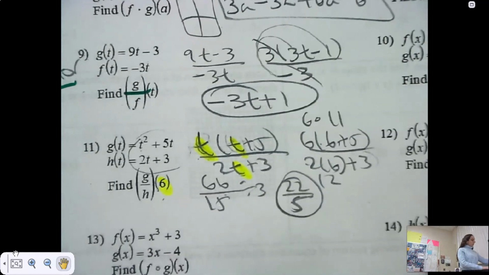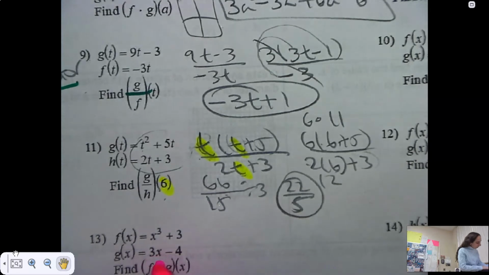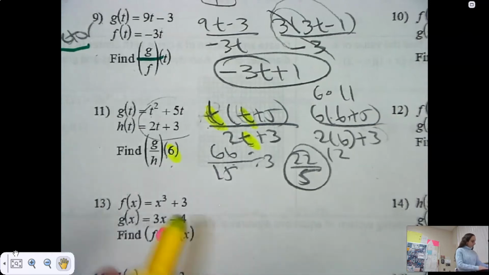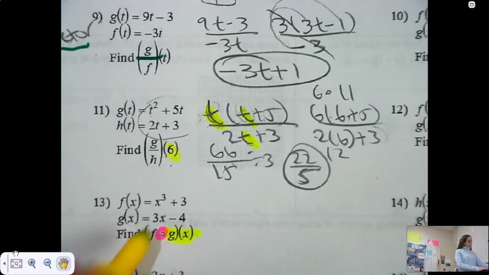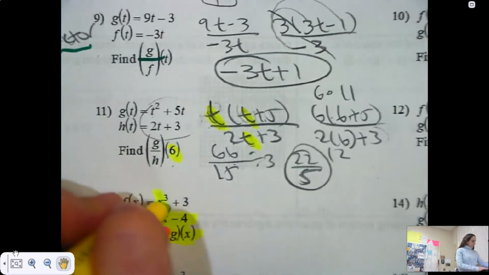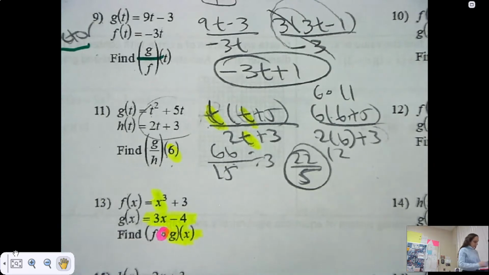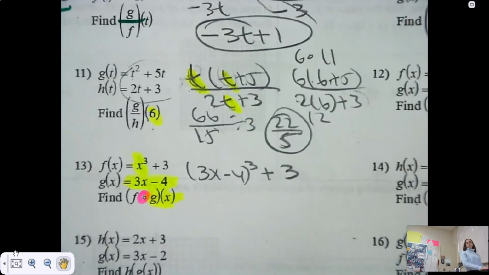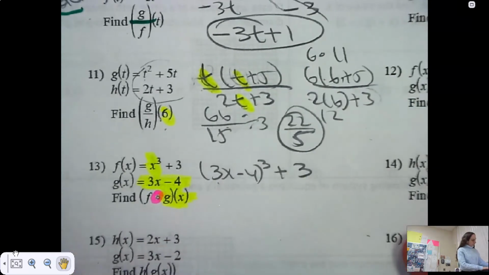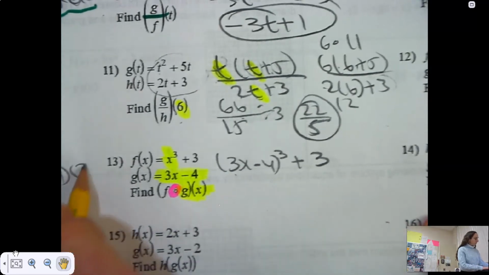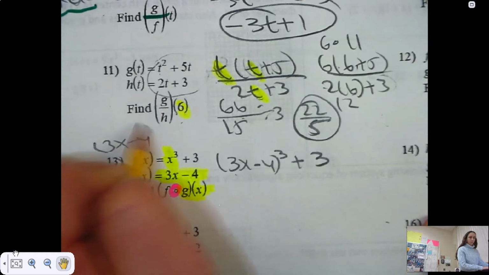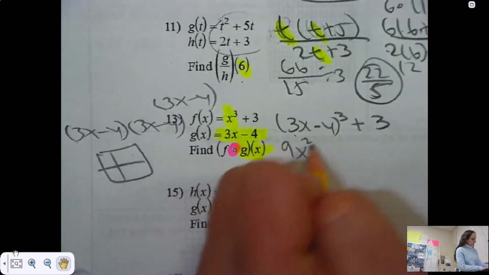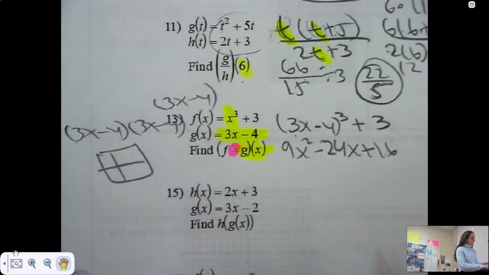Okay? So here's what's different. If you have an open circle, what that means is you're going to take G, and it's going to go in for X. So you're going to take all of G, and it's going to go in for X. So that means that would be 3x minus 4 cubed plus 3. Now some of you go, cool, I'm done. No, you've got to multiply this out. So that means there's 1, 2, 3. So I'm going to take these first two, box it out. I'm left with 9x squared minus 24x plus 16.